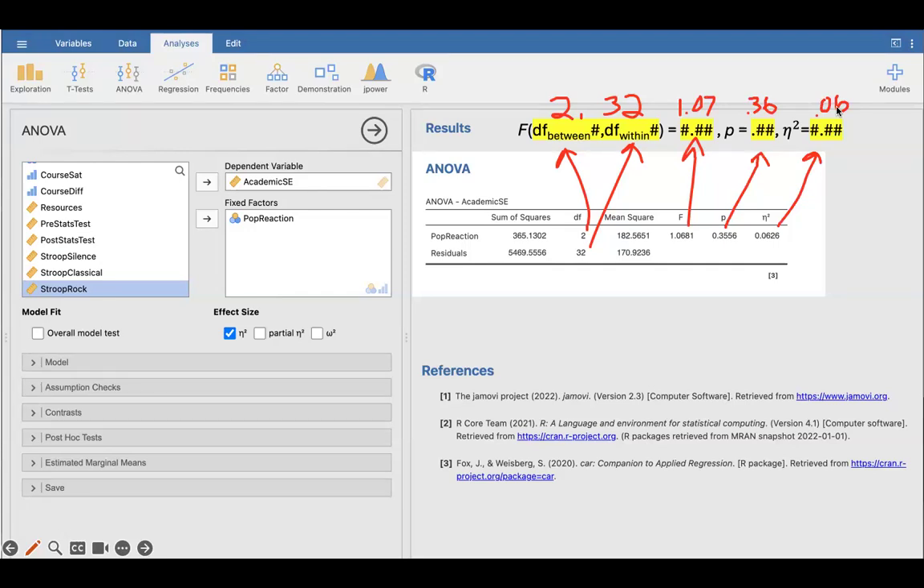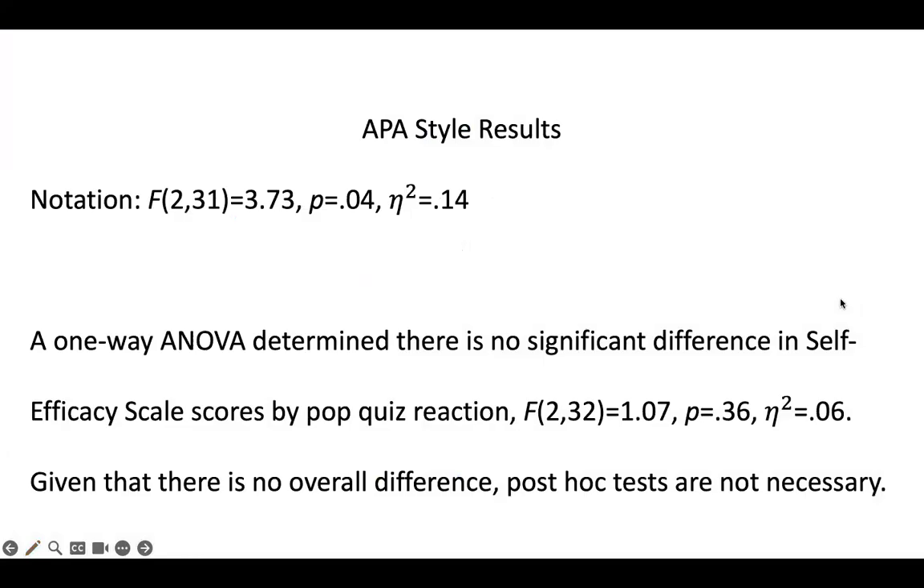So now I would use that to talk about the overall results. If I did have a significant overall result, I would then report any significant pairwise comparisons using the t-test methodology, which you can go back to different videos for if you need a refresher on that. But I'm going to go ahead and go to writing this out in APA style.